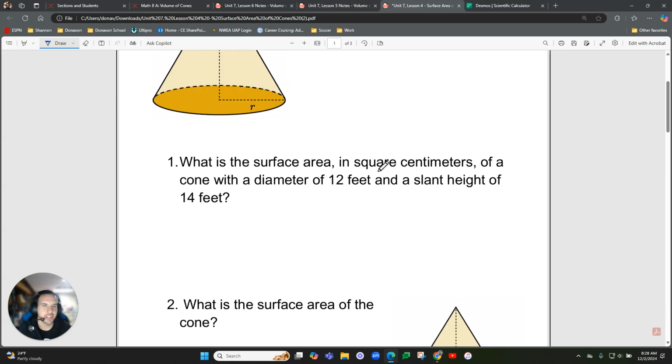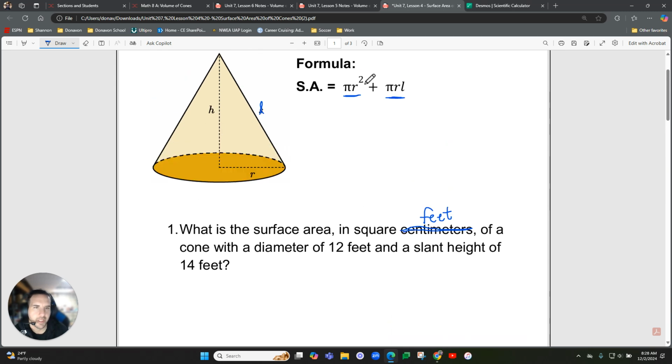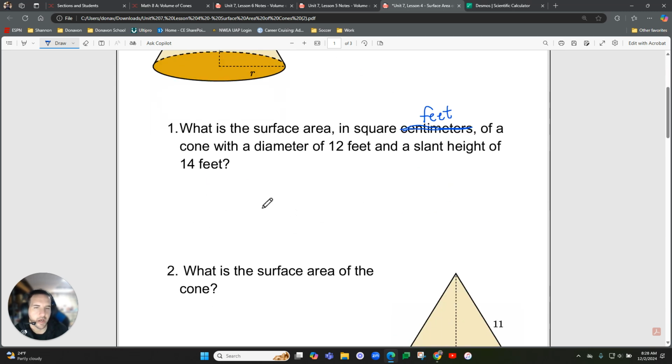It says, what is the surface area in square centimeters of a cone with a diameter of 12 feet and a slant height of 14? By the way, this should be square feet. I'm not really sure why it says centimeters, because we are not going to try to convert this. That's really weird. Okay, so our formula is pi r squared plus pi rl.